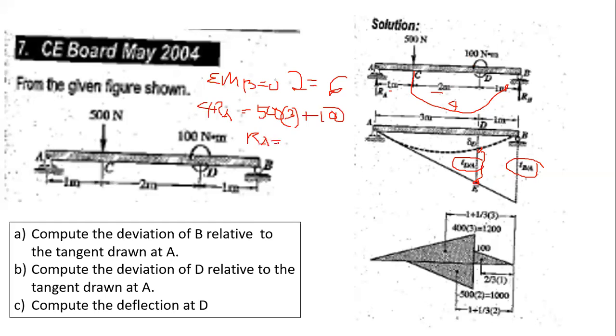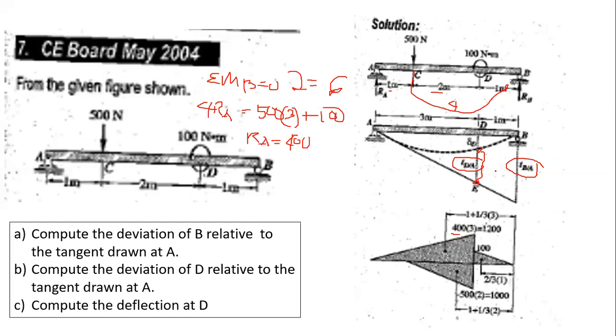Okay, can kindly calculate? See nga, 500 times 3 is 15, plus 100, divide 4. Is it 400? Okay, ito 400 nga. Okay. It's 400. Ito yan.